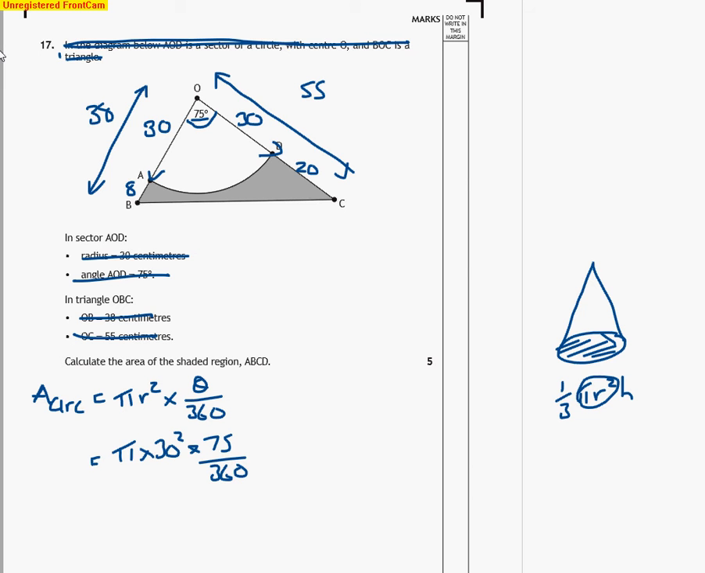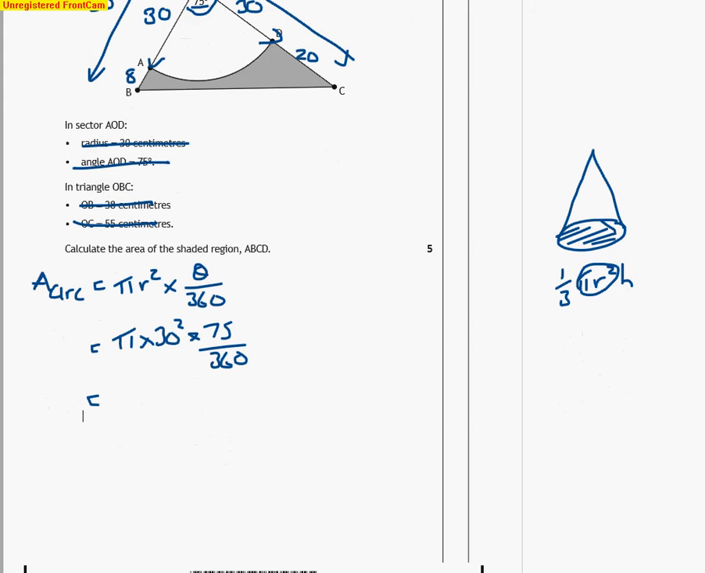So let's put that in our calculator, see what we get. Okay, so that's 589.04 centimeters squared. So that is the area of our circle. I will now just do a little dotted line. I'm just going to rub this out to give me some space.